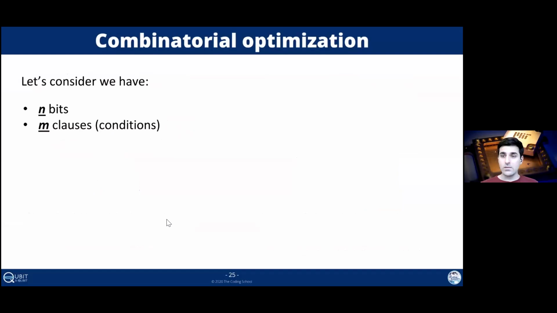Now, let's make this a little bit more mathematical in a way that we can actually try and tackle it using the algorithms that we have. So let's consider that we have n bits. These are the variables that we're trying to optimize over. We're trying to find these optimal variables, and m clauses. And these clauses can be conditions that basically tell us different costs for different configurations of the problem.